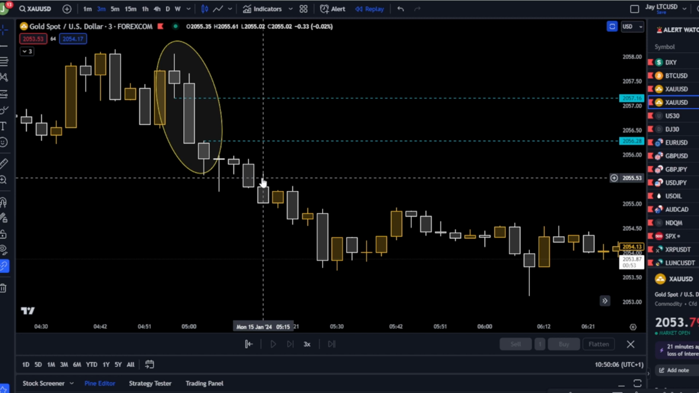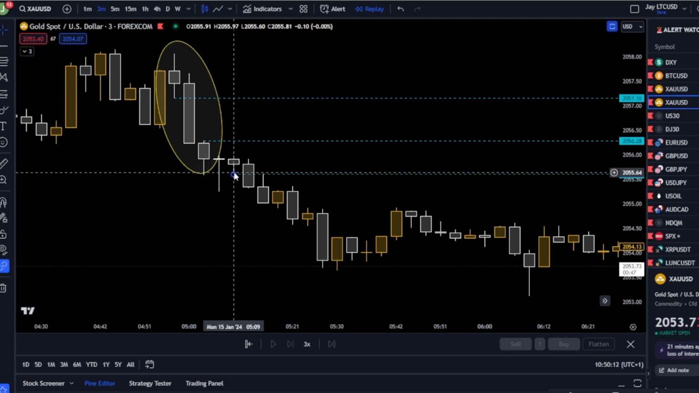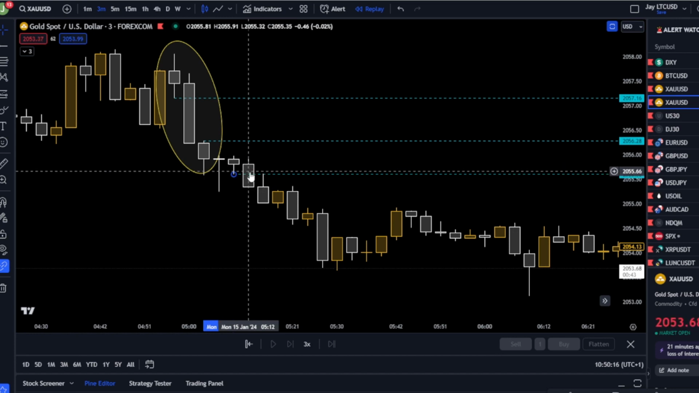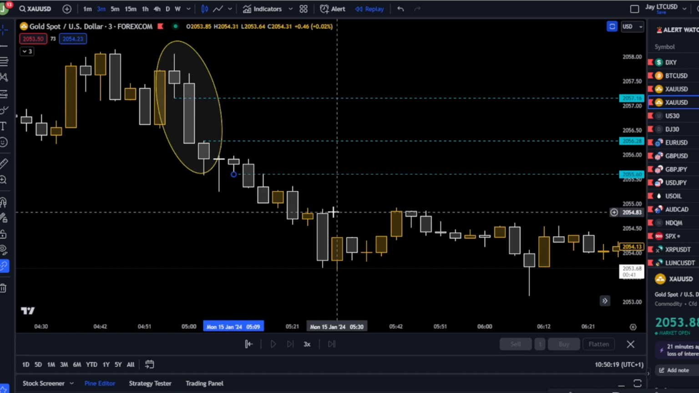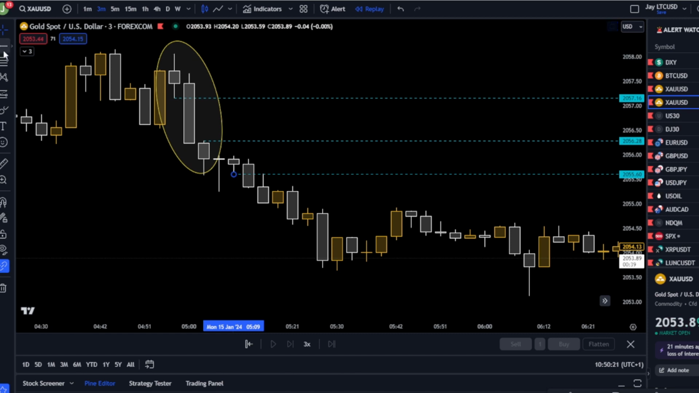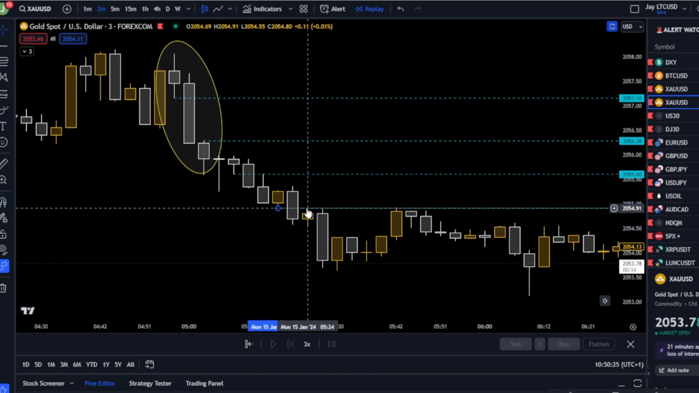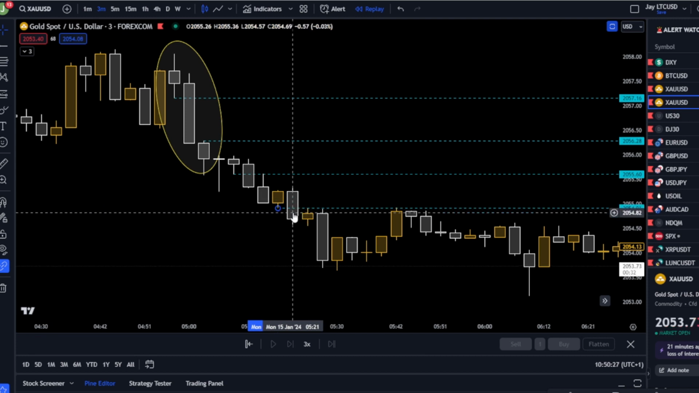If we look at these candles here, for example, you see this wick is overlapping this wick. Therefore, this candle is balanced. And it's the same thing right here. If you look at this wick, it's overlapping this wick. Therefore, the candle in the middle is balanced.